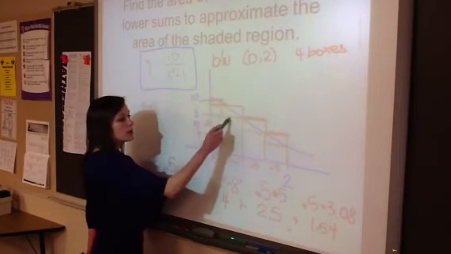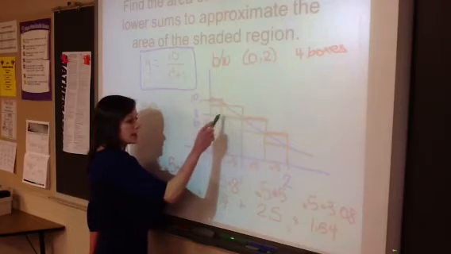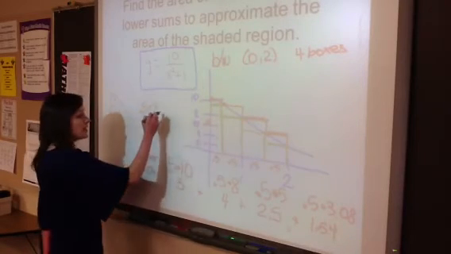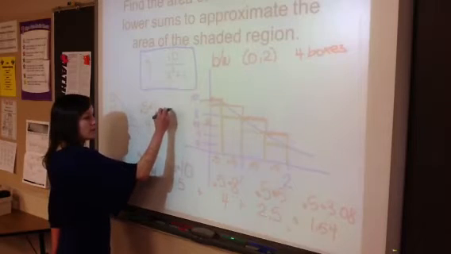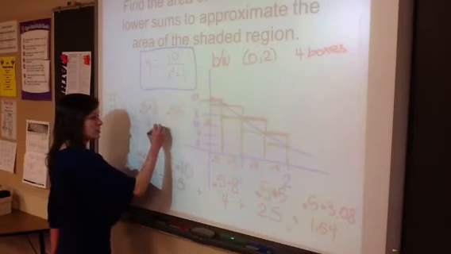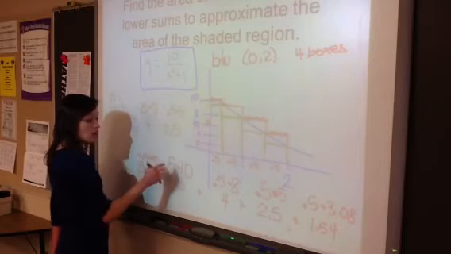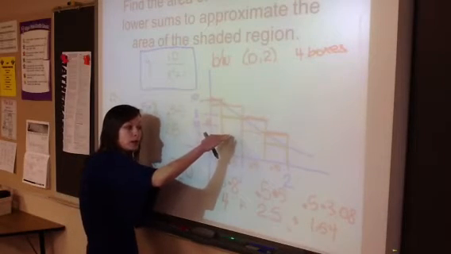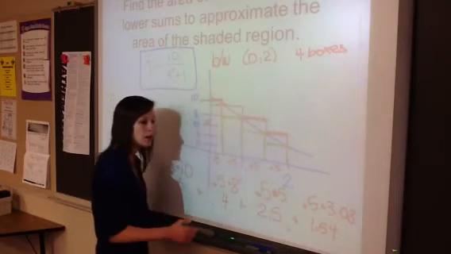So we're going to look at this green line. It doesn't touch at 0.5. It touches over here at 1. So we plugged 1 in before, and we got 5. So 0.5 times 5 is 2.5. Notice that was the same as our third box. So our second small box is the same as our third big box.